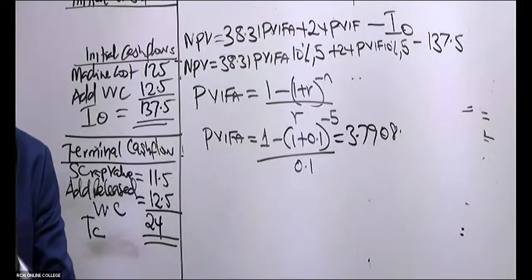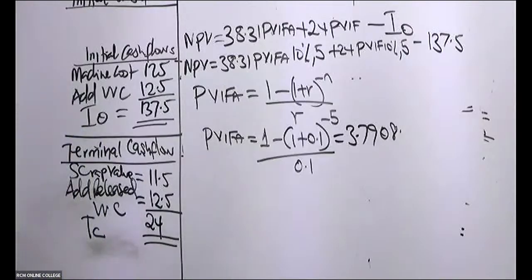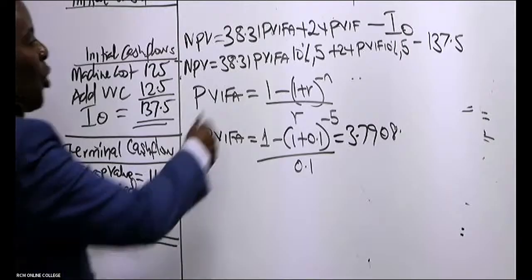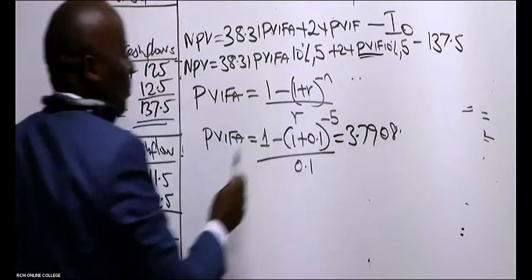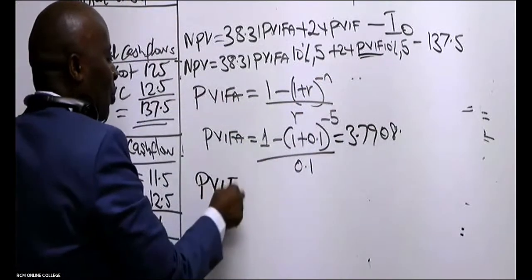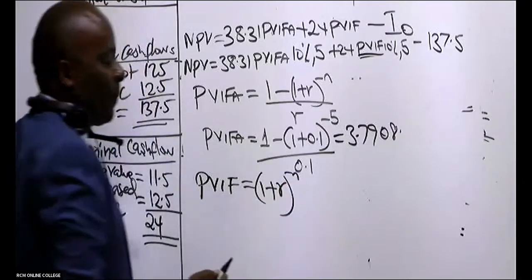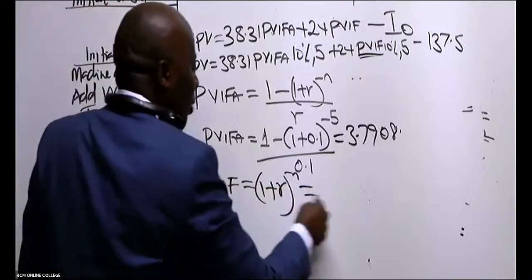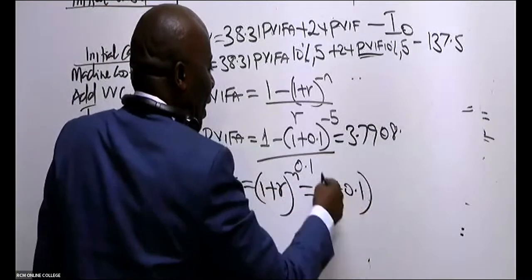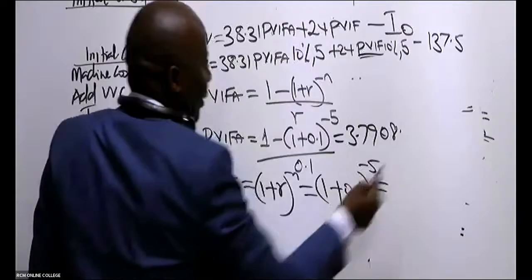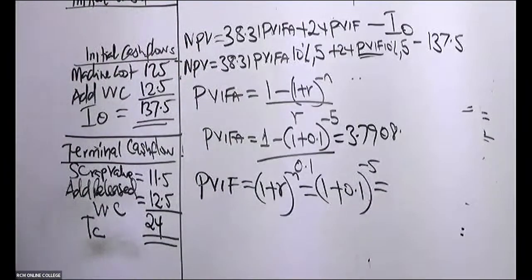So this time the online guys have been able to see. Then come here. I also want what we call PV for the lump sums. So the PV for the lump sums formula is (1 plus R) raised to negative n. So then this one will be (1 plus 0.1) raised to negative 5.